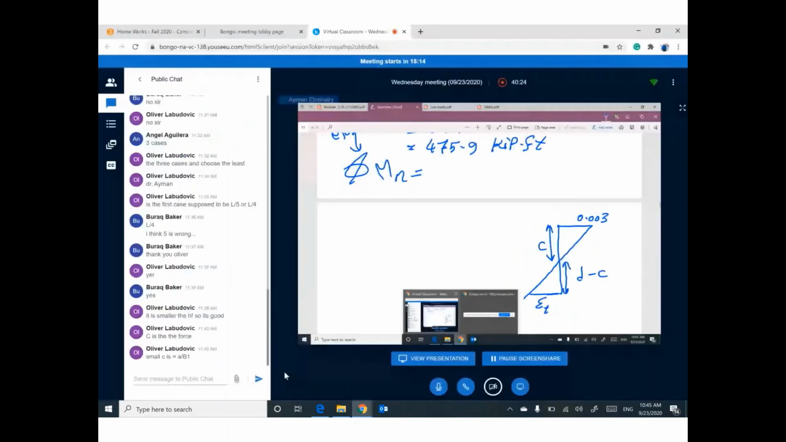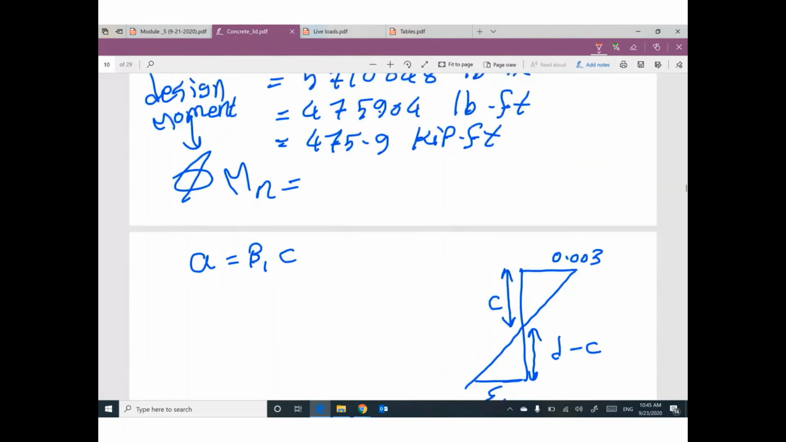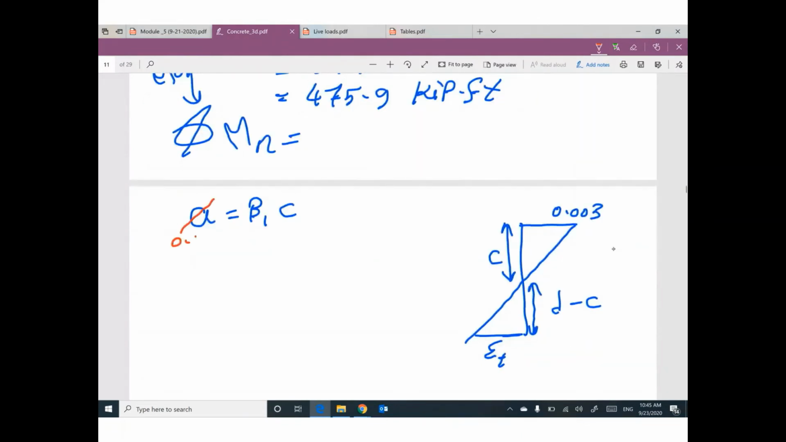Thank you. Do you remember all of this stuff? So A equals beta 1 times C. The value of A is 0.92. The value of beta 1, actually, I cannot remember the value of beta 1.